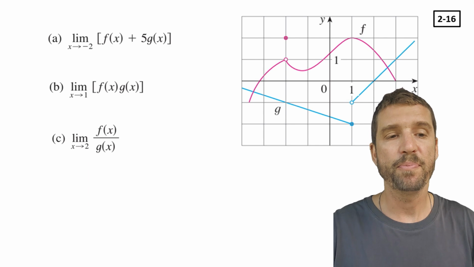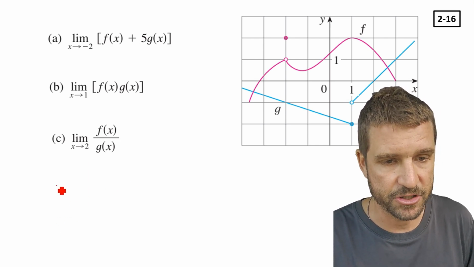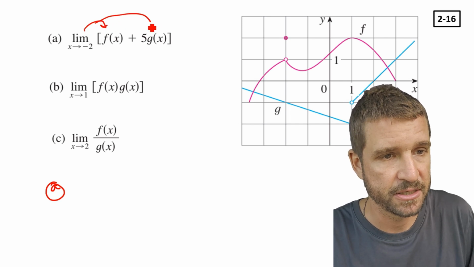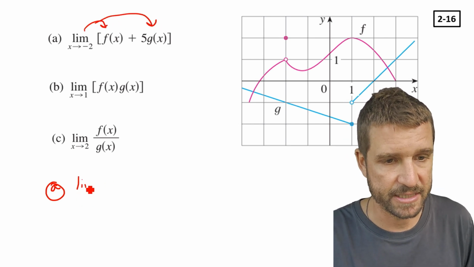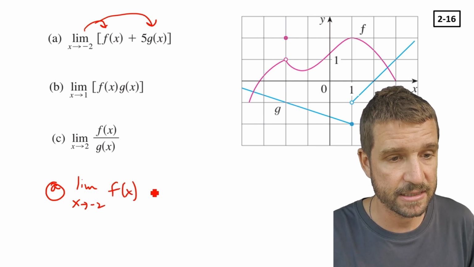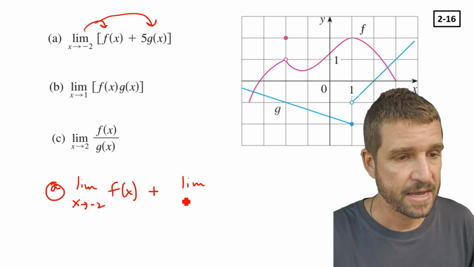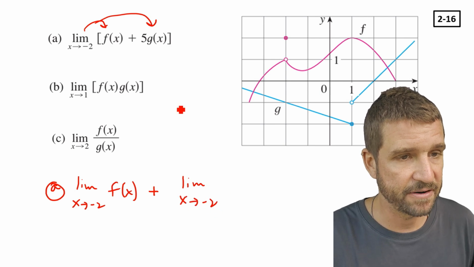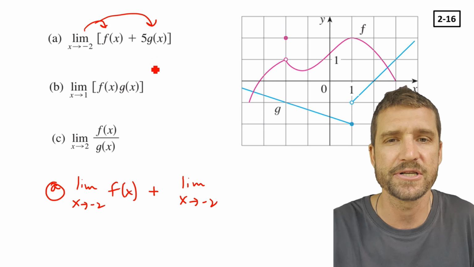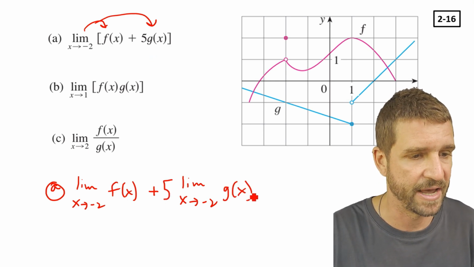All right, so I hope you paused this video and you tried all of these on your own. All right, so let's go ahead and do them together. So for part A, of course, I can just distribute this. So then I'm going to get the limit as x approaches negative 2 of f of x plus the limit as x approaches negative 2 of 5g of x, but we know we can bring that 5 out front. So let's go ahead and do that. Let's bring the 5 out front and we'll put the g of x here.